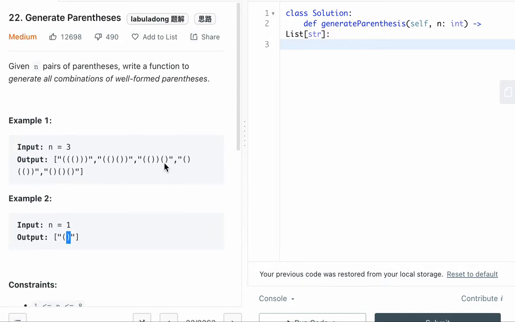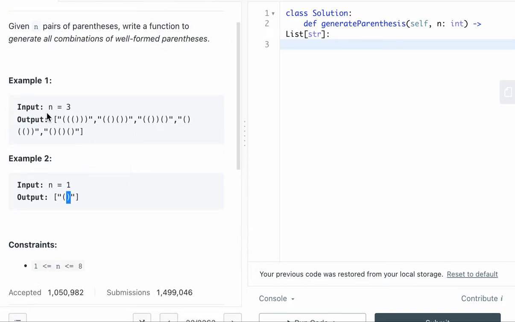If you look at this question, it generates all combinations, so your first reaction is backtracking, right? That's how you generate all different combinations. I have a dedicated video on the backtracking template. If you're not familiar with backtracking and how you can write this backtracking function, I highly recommend looking into my backtracking template video. Otherwise, I'm just going to tell you briefly the thought process of how you can solve this problem.